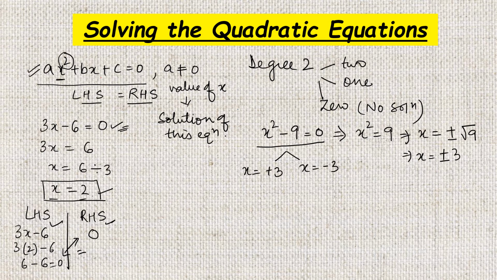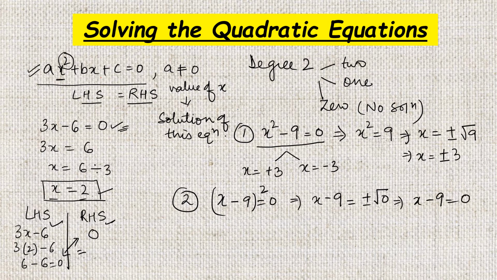Take another equation, x minus 9 whole square is equal to 0. This was the first example. This is the second one. It implies x minus 9 is equal to square root of 0, taking square root on both the sides. It implies x minus 9 is equal to 0. So x is equal to 9. Now how many solutions you have got? Only one. 9 is the solution of this equation. You put 9 here. 9 minus 9 whole square. 9 minus 9 is 0, and which is equal to 0.